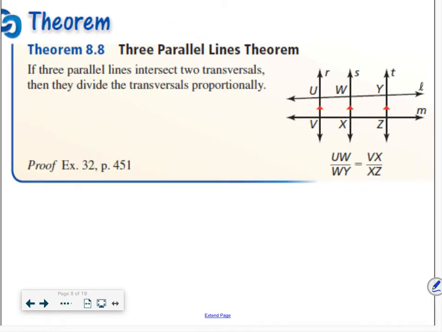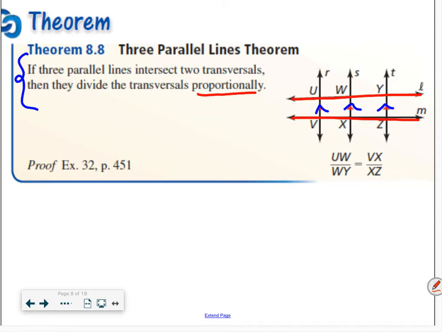Another important theorem in this chapter is the 3 parallel lines theorem. It says if 3 parallel lines, here they are, 1, 2, 3, intersect 2 transversals, here's one of my transversals, and here's another one, they're dividing the transversals proportionally.